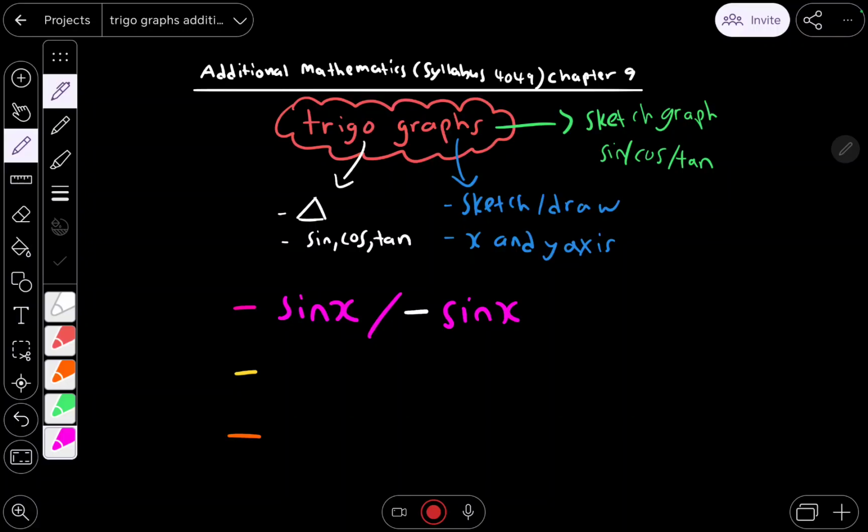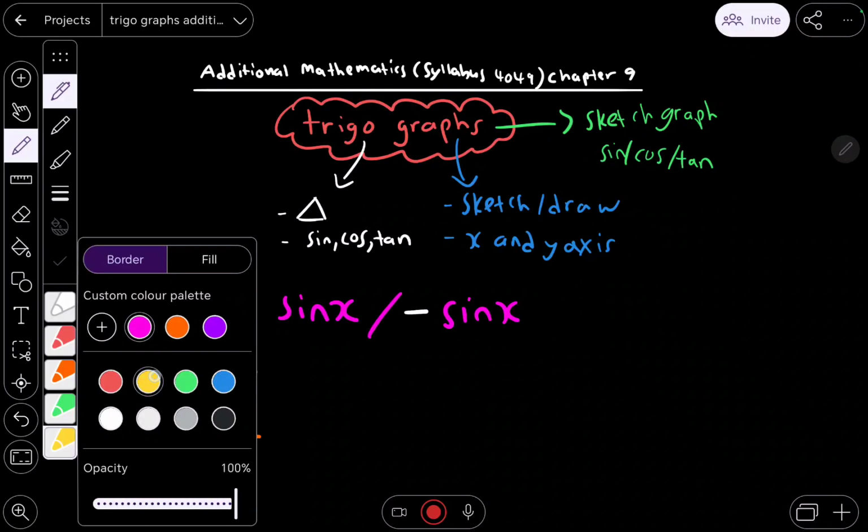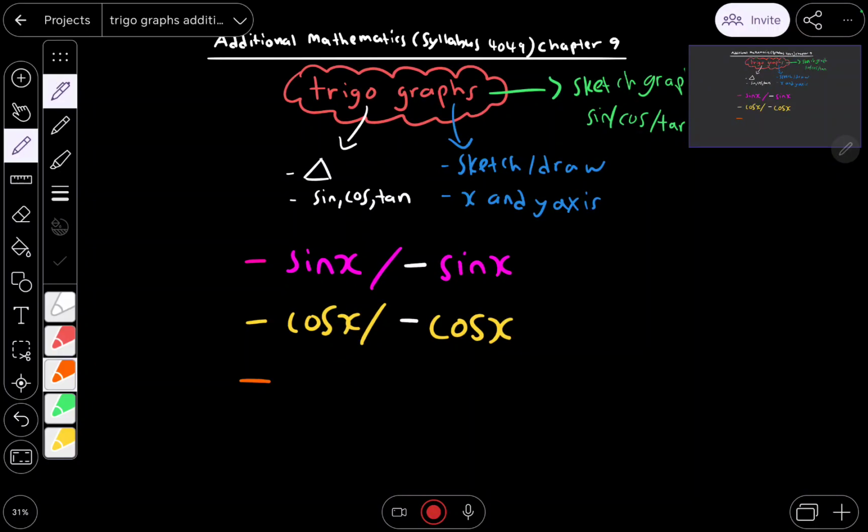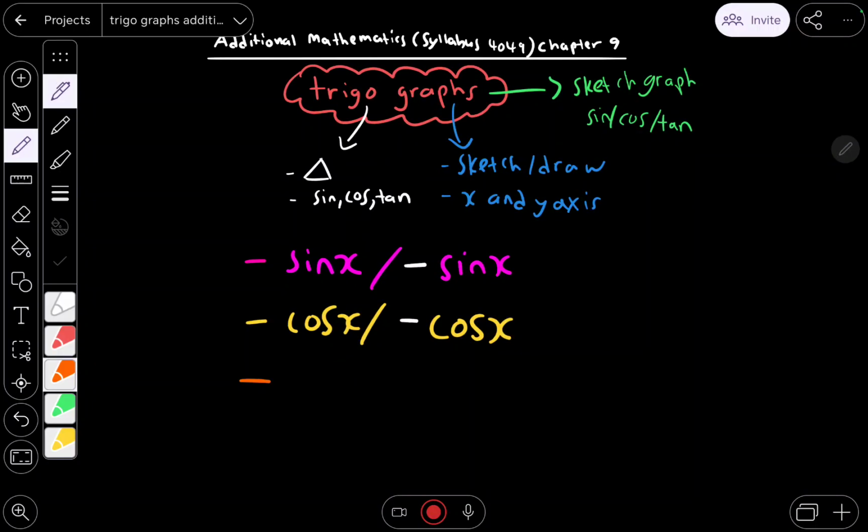We are also going to learn about cosine graphs, so cosine x or negative cosine x. And the last one, in orange, is not very commonly tested in the school papers, but in O levels it might come out. We don't know, only SEAB or Cambridge will know. It will be your tangent x or negative tangent x graph.